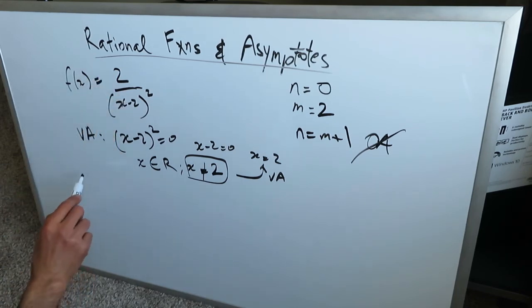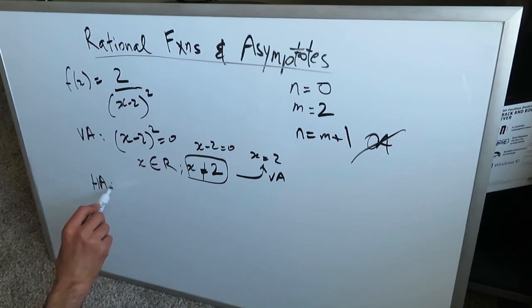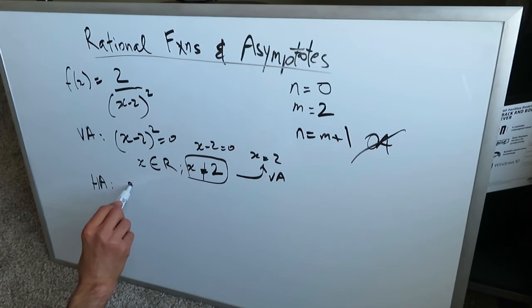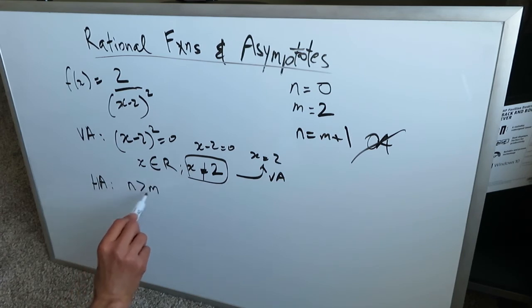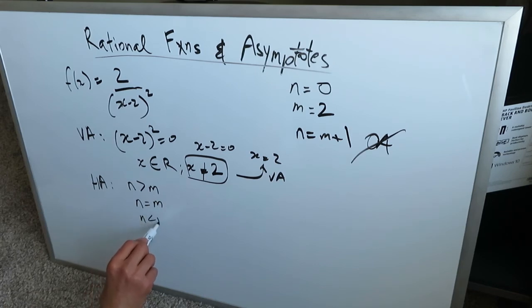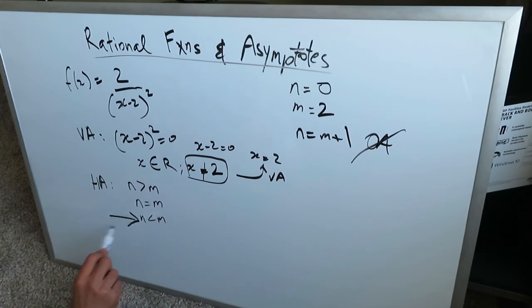The next and last step is to compare your n and m values to determine your horizontal asymptote. And I showed you earlier there are 3 scenarios: n is larger than m, n is equal to m, or n is less than m. Which situation do we fall into? n is 0, m is 2. We fall into this situation where n is less than m.